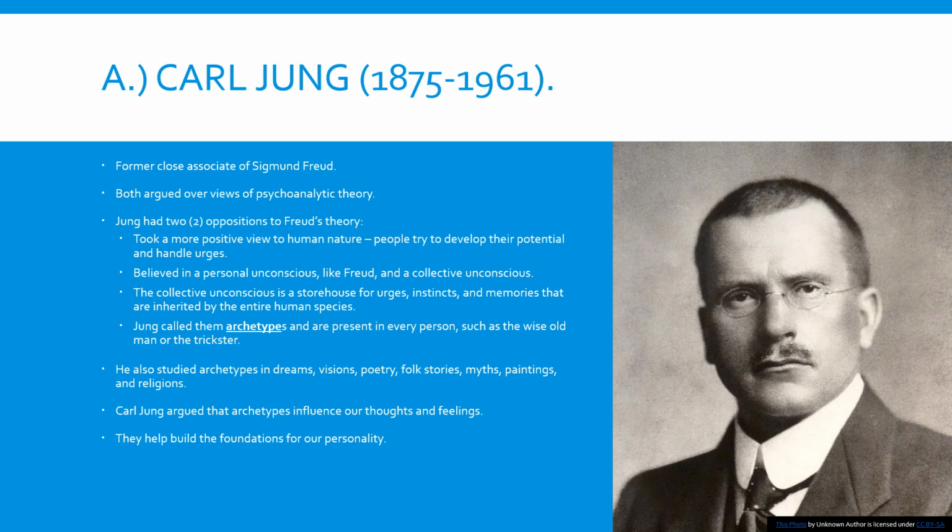Now, the collective unconscious was where the urges, instincts, and memories were inherited by the entire human species, and Jung called them archetypes. Archetypes are present in every person. Some of these are like the wise old man, or the trickster, or the caring woman, different types of personality traits that can be applied to every single person. He also studied archetypes in dreams, visions, poetry, folk stories, myths, paintings, and religions. He argued that archetypes influence our thoughts and feelings, such as, how much of the wise old man do you have in you, and how much of the trickster do you have in you? And these help build the foundations for our personality.